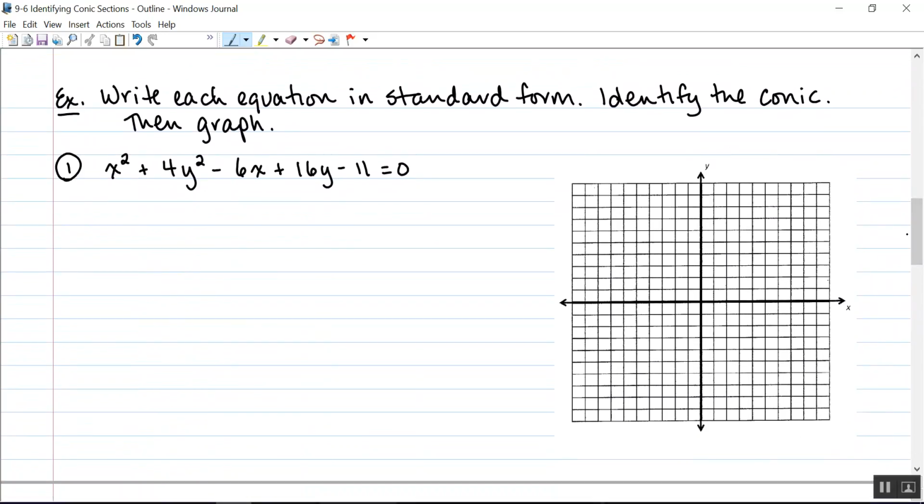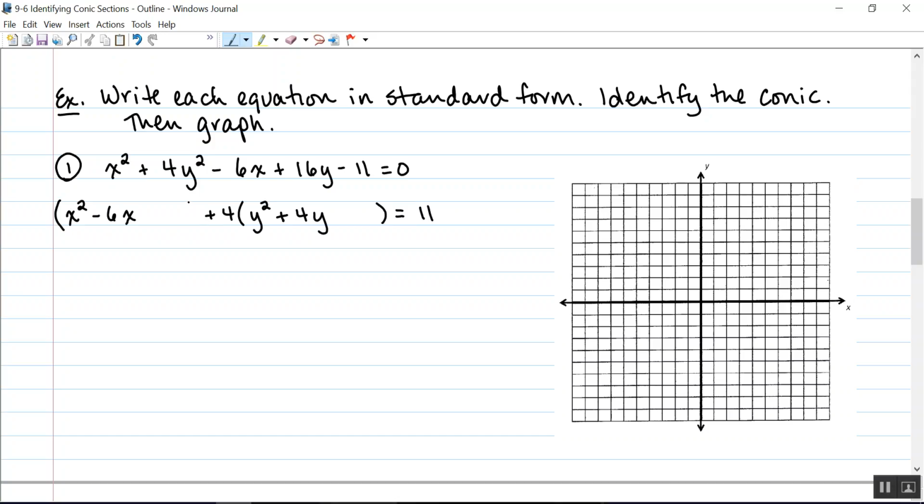These first two say write each equation in standard form, identify the conic, and then graph it. So I'm going to go ahead and complete the square here. So I'll have x squared minus 6x, and then I see I have a 4y squared, so I'm going to go ahead and factor that out of the 4y, and I'll factor it out of the 16, and I will move my 11 to the other side.